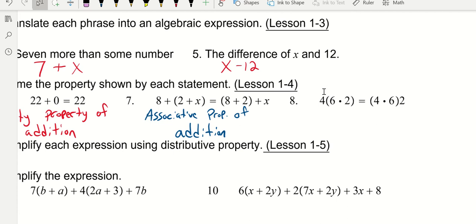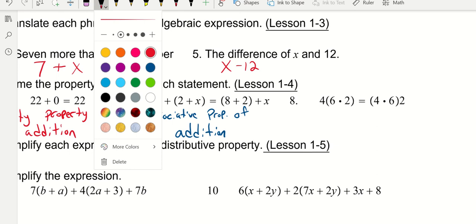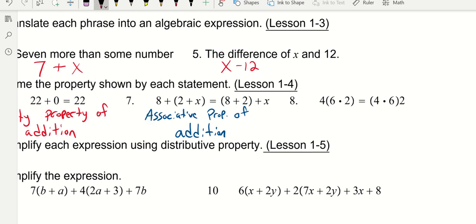Did the order change? 4, 6, and 2. 4, 6, and 2. The order did not change. So we know it's not what? Commutative. It has to be the associative property. The grouping changed. It was 6 multiplied by 2 in a group. Now it's 4 multiplied by 6 in a group. That is the associative property of what, you think? We're multiplying, right? So of multiplication.